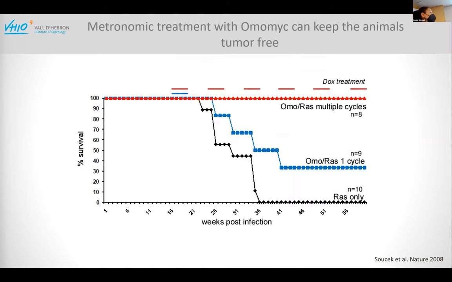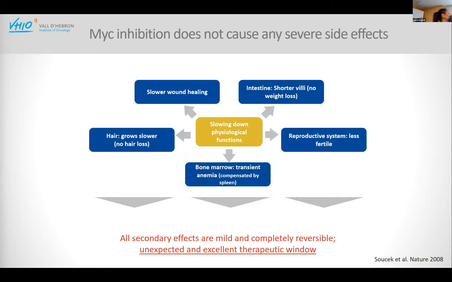And also we showed that if we treated the animals only once with HOMO-MYC, we could get this survival advantage that you can see in blue. But if we treated them metronomically on and off several times, the tumors would disappear completely and the animals would stay alive for more than 1 year without any tumor, as you can see here. Also, the big change in paradigm was shown regarding the side effects.